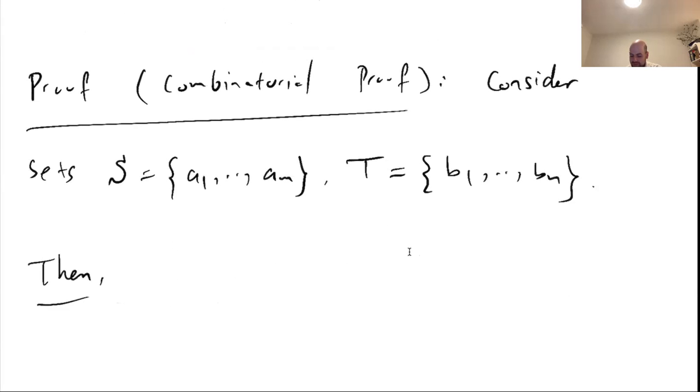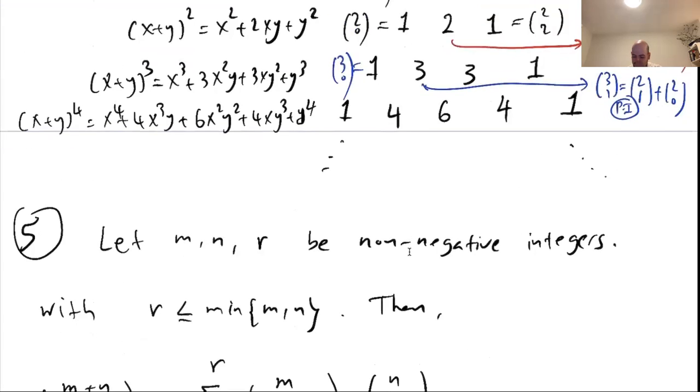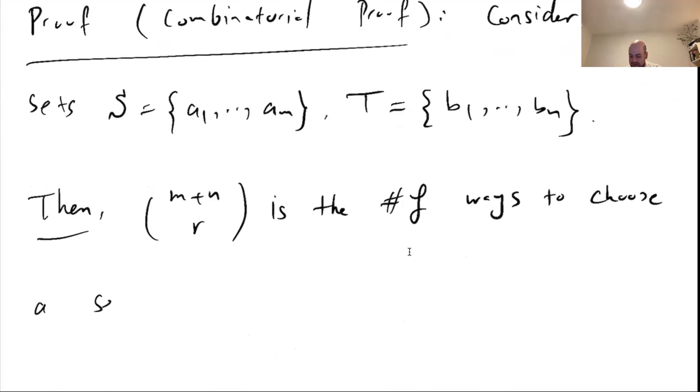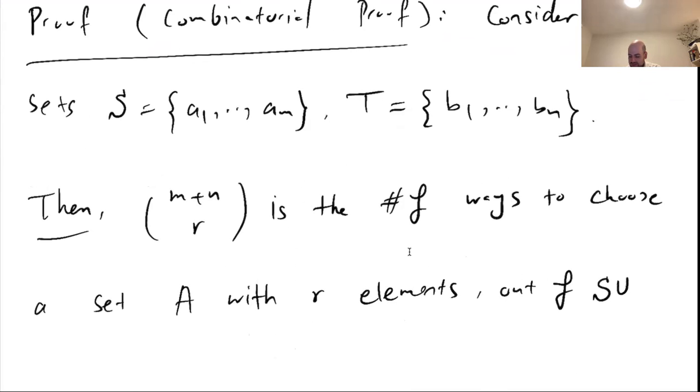Then the left-hand side, m plus n choose r, is the number of ways to choose a set, let's say A, with r elements out of the elements of S union T. S union T will have m plus n elements.